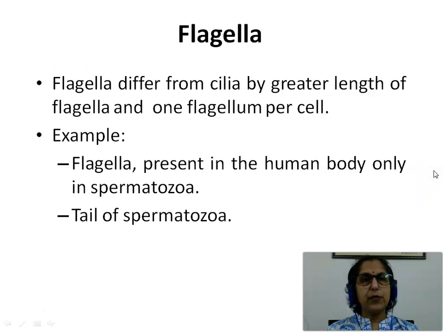So flagella differ from cilia by greater length of the flagella and 1 flagellum per cell. And as I said, where do we see flagella in the body? It is present in the human body only in the spermatozoa, and that is the tail of the spermatozoa, which is the flagellum.